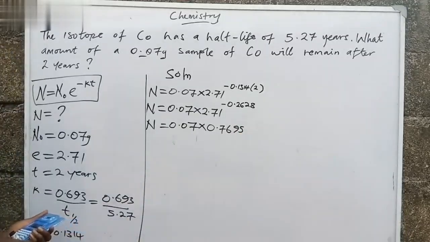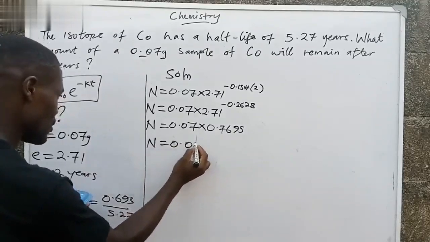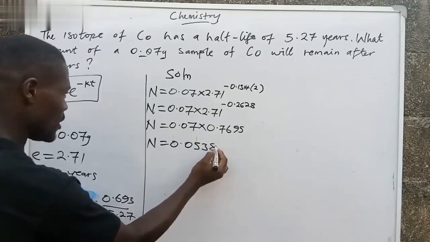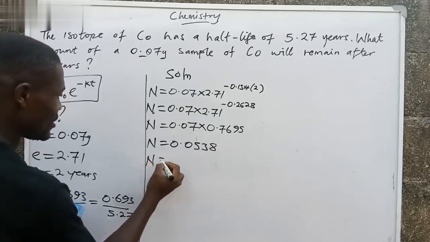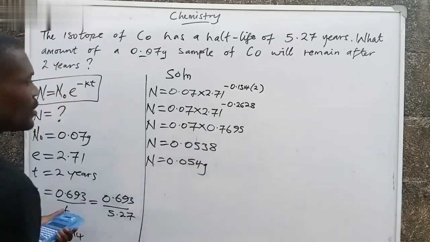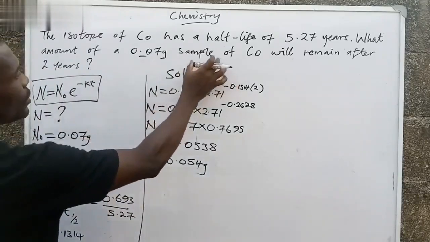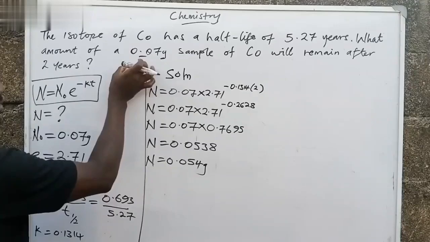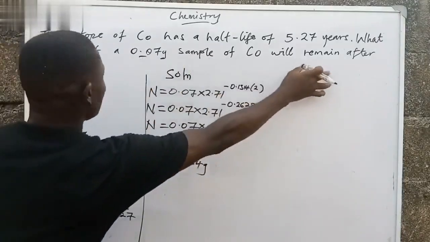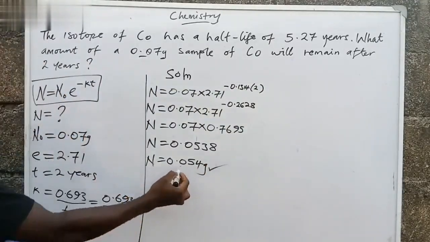That would give us 0.0538. N is equal to 0.0538. If we approximate this value, we have that N is equal to 0.054 grams. So what this simply means is that the sample of cobalt that will remain after 2 years of radioactive decay is 0.054 grams.